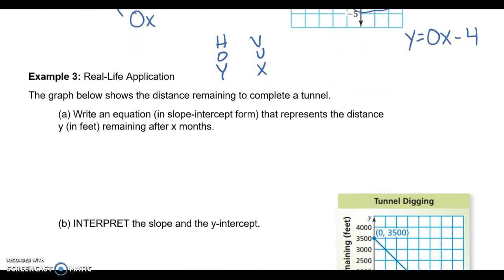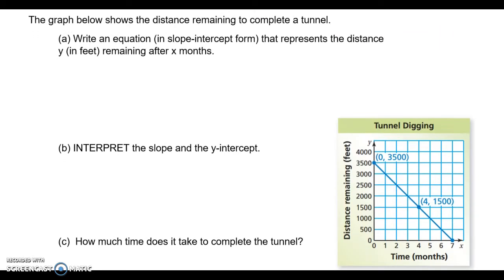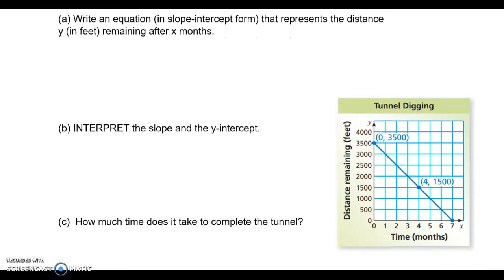All right, on the real life application, look at your graph, and it says to write an equation in slope-intercept form. So again, we need an m, we need a b. In this case, it looks like we're going 1, 2, 3, 4 down. However, check this out, guys. We did not just go down 4. We went from 3,500 to 1,500. So we actually went down, so -2,000 for our rise.